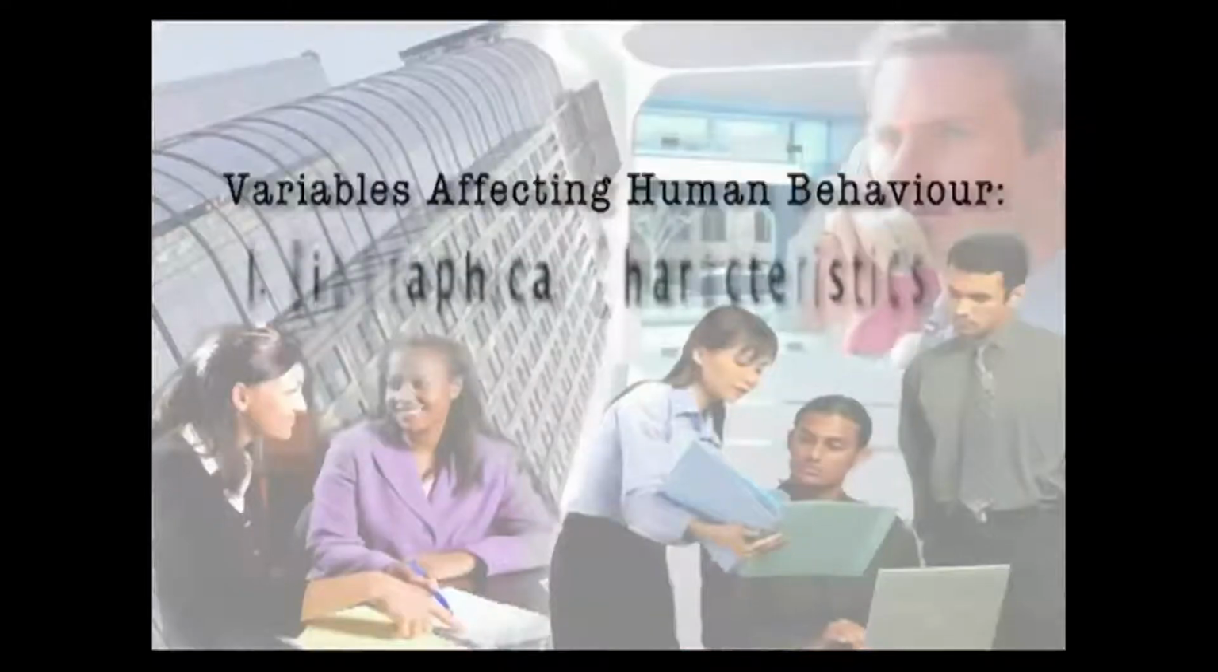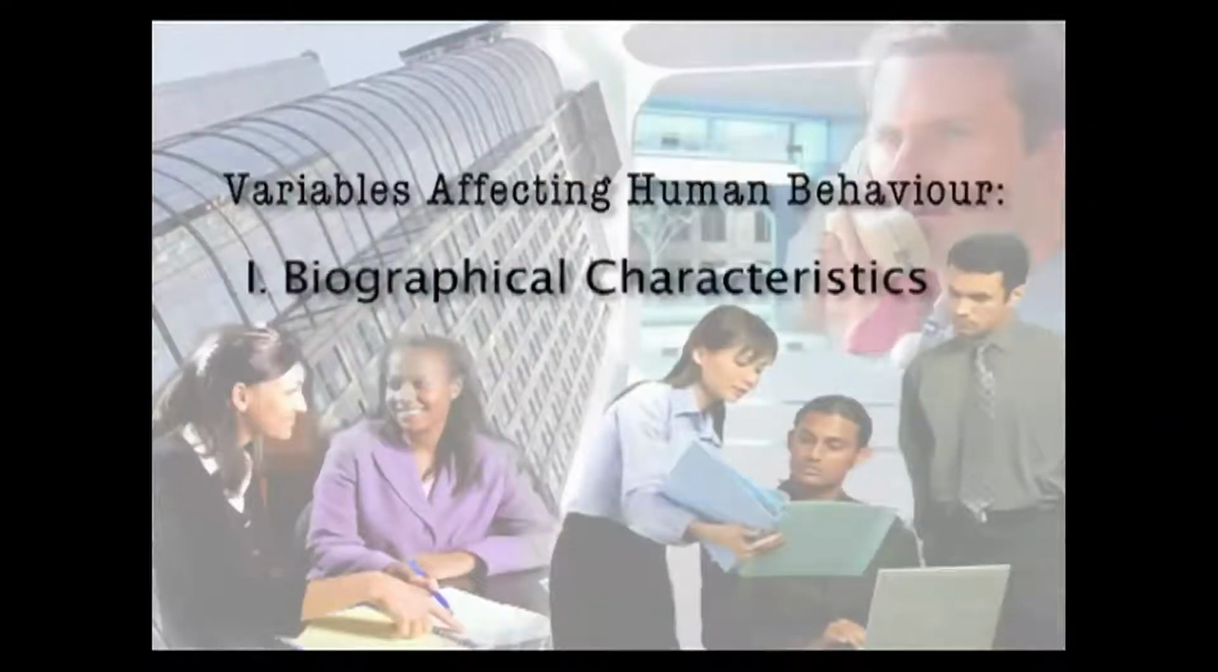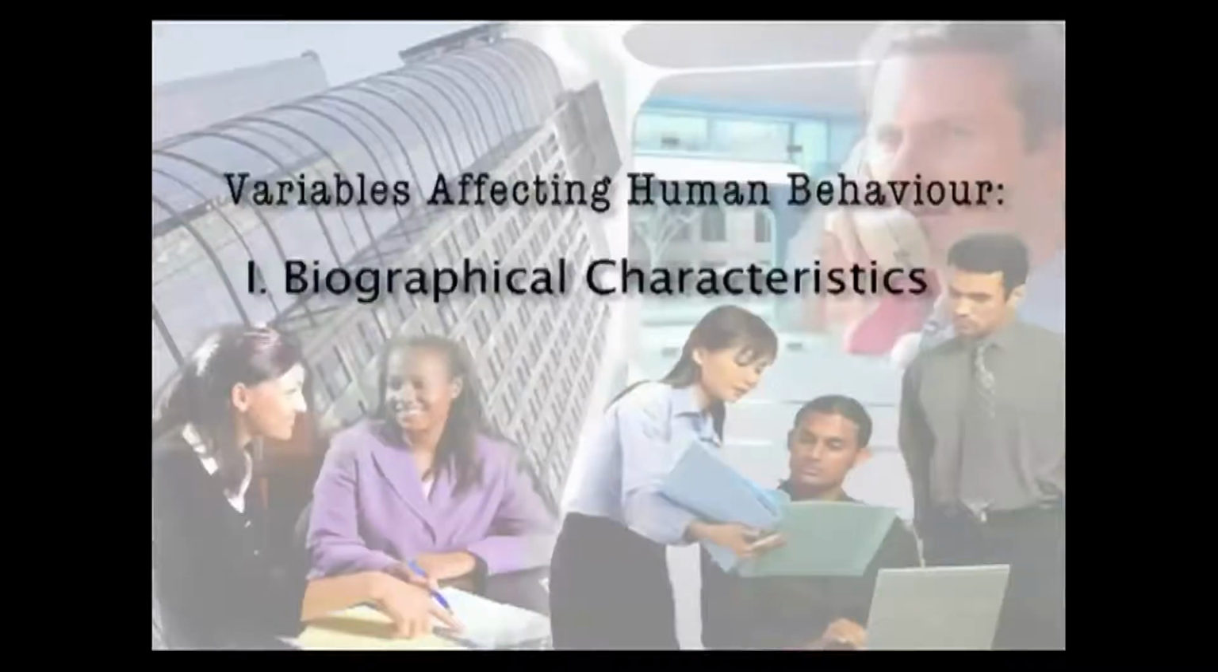So, if that is so, what are certain important variables that underlie human behavior? Let us say we can broadly classify it into two different categories. The first category would be the biographical characteristics. By biographical characteristics, we mean certain characteristics of individuals, like age or gender, which by themselves have an important bearing on the jobs that they perform and the efficiency with which they are able to carry out those jobs.